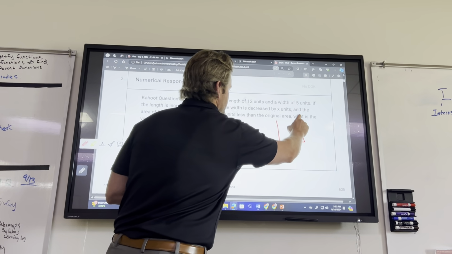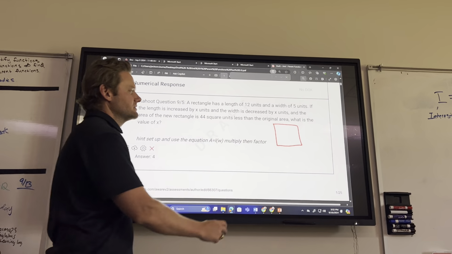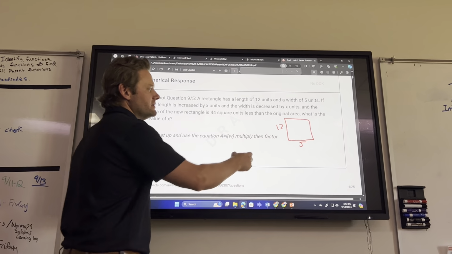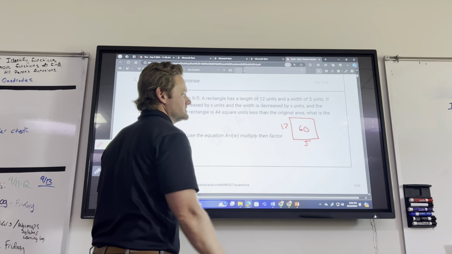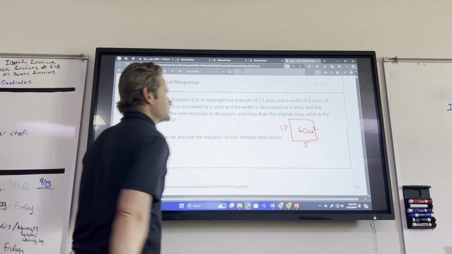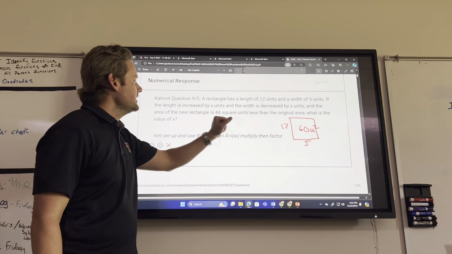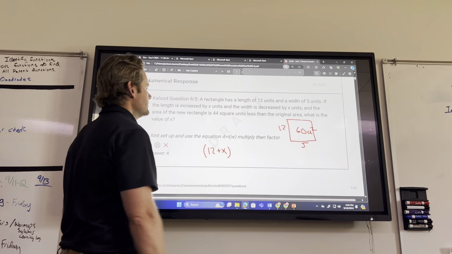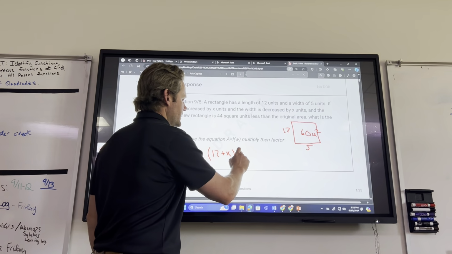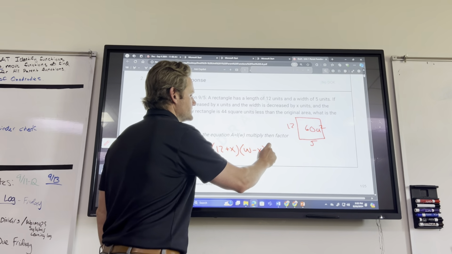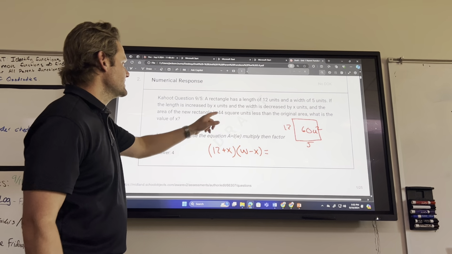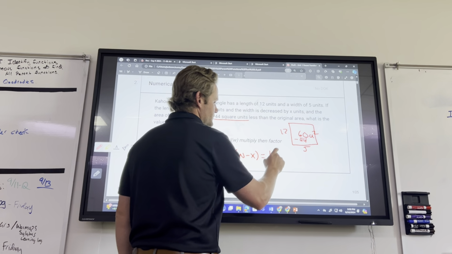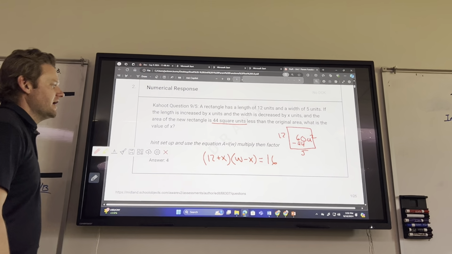So the first thing it gives us, it says a rectangle has a length of 12 and a width of 5. So I know my area is going to be 12 times 5, or 60, in units squared. If the length is increased by x, I'll get 12 plus x, and the width is decreased by x, w minus x. And the area of the new rectangle is 44 square units less, so 60 minus 44 gives me 16. What is the value of x?